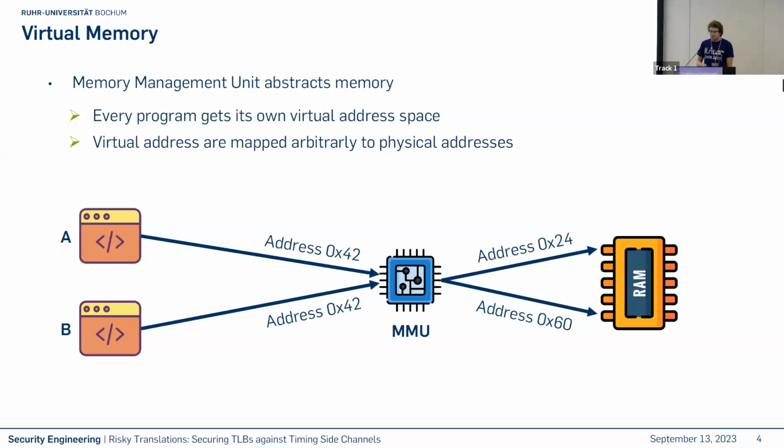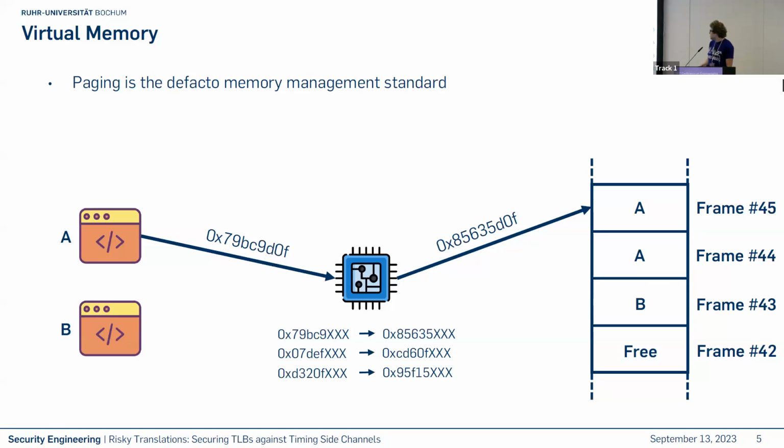So now we just need a management scheme, and to keep a long story short, we had many different approaches, for example, segmentation, but ultimately paging won. And paging works like this. You have your physical memory, you split it up into frames. Each frame can hold exactly one page. A page refers to 4 kilobytes of data, but nowadays you can also have more. And then we have a small page table which keeps track of what virtual addresses correspond to what physical address.